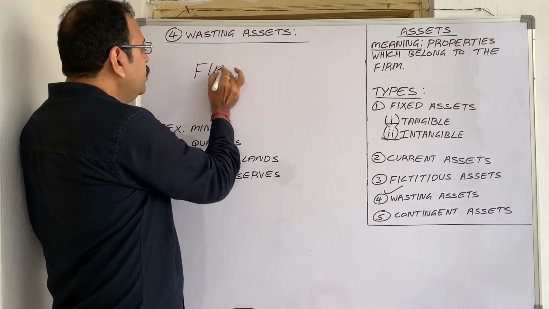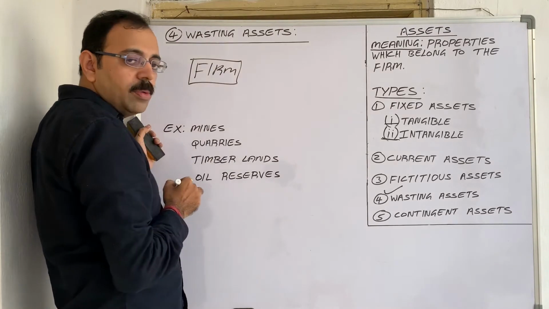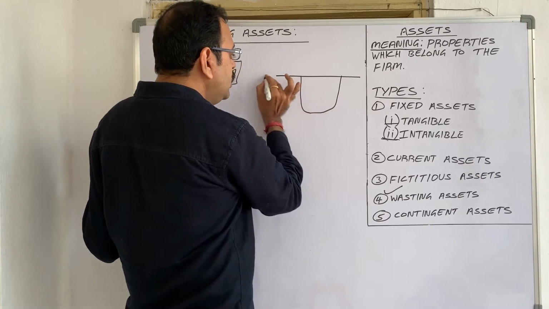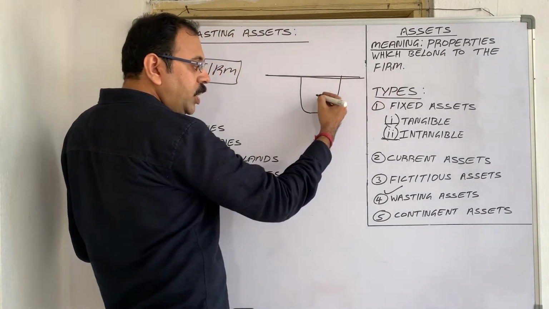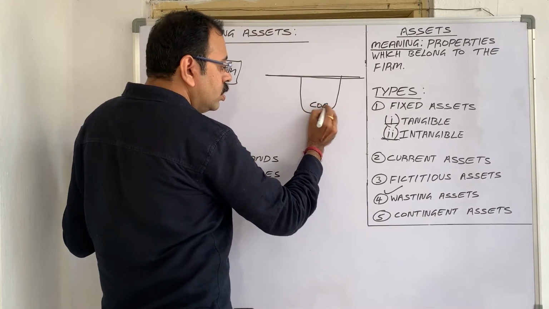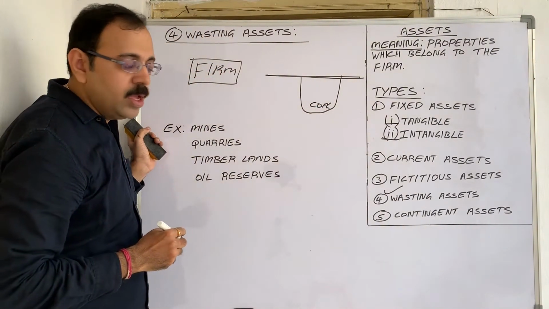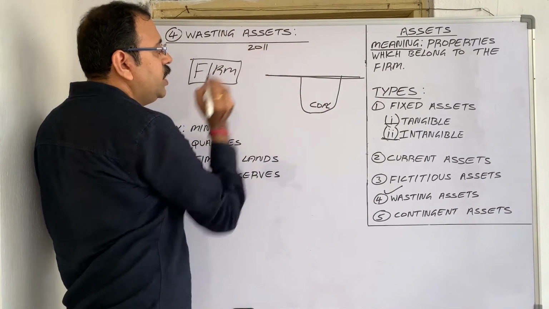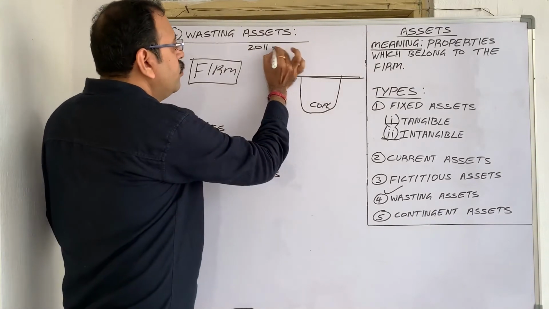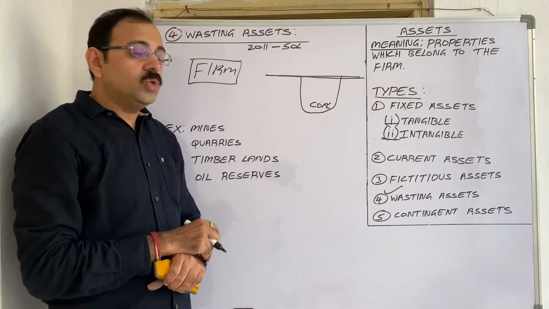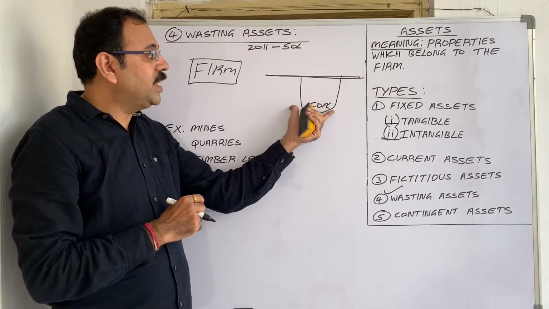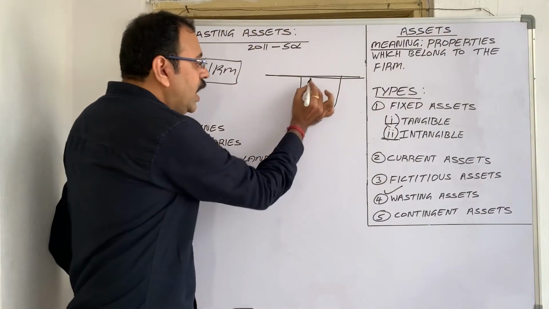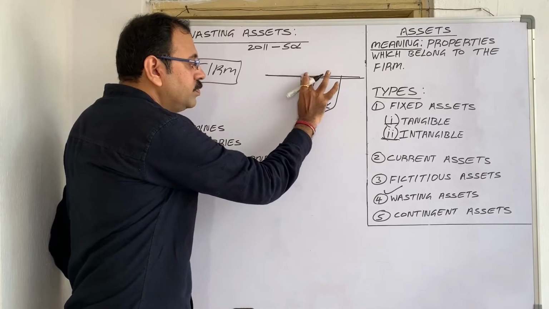There is one firm. This firm purchased a coal mine. See, this is the surface of the earth, and beneath the earth coal is there in one particular mine. They purchased this mine in 2011 by paying 50 lakh rupees. So the cost price of this coal mine asset is 50 lakh rupees. And in 2011 assume that they have extracted some coal.